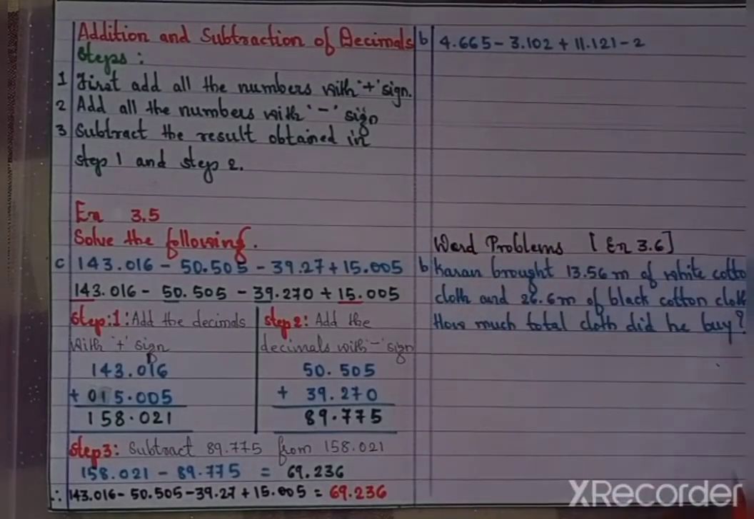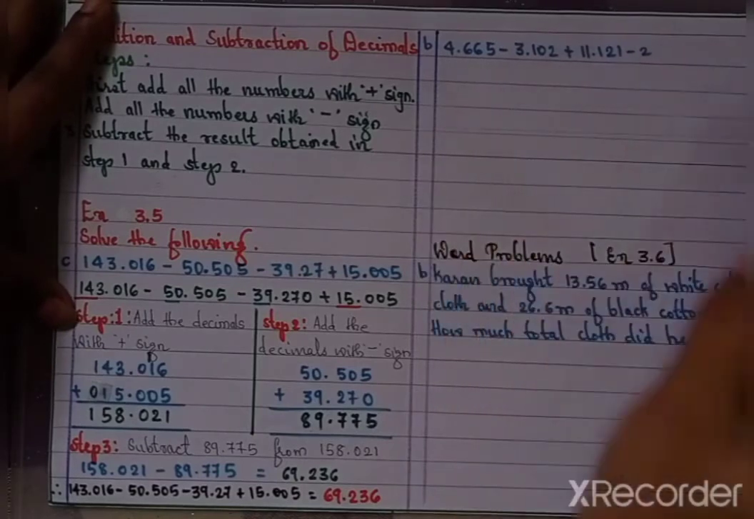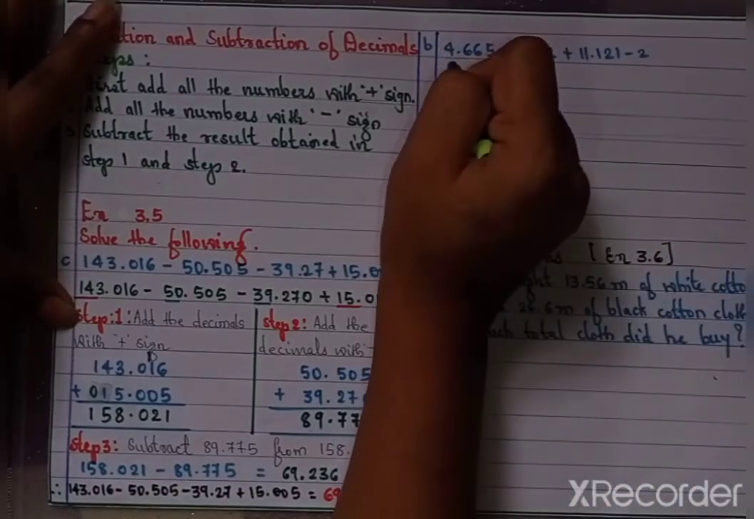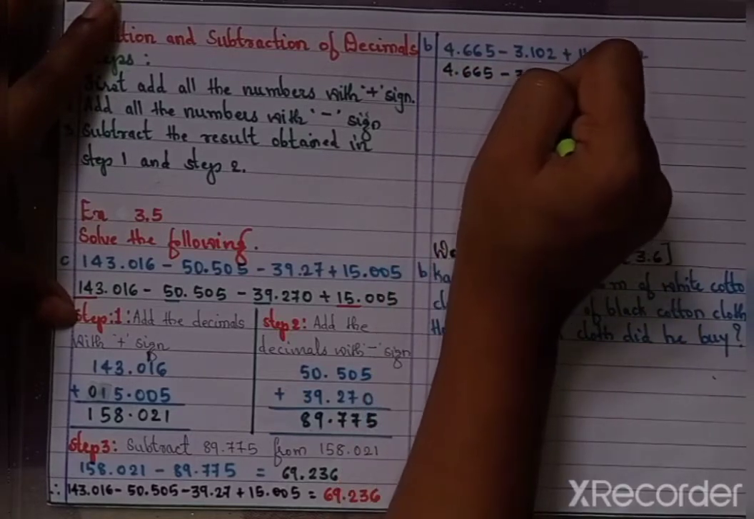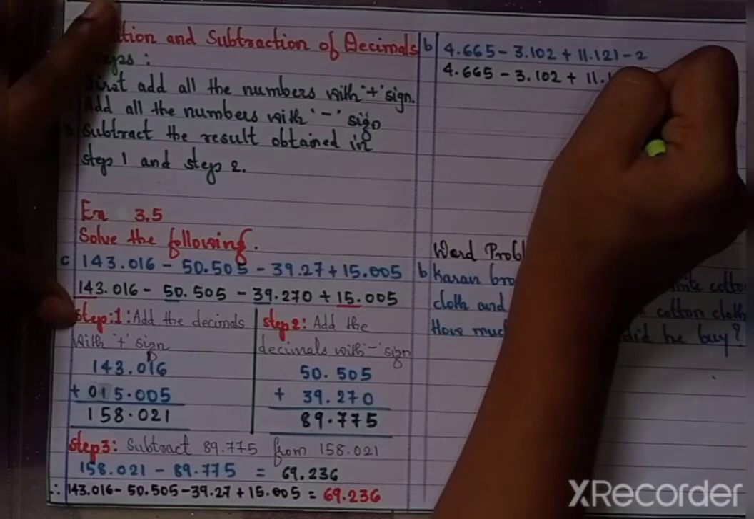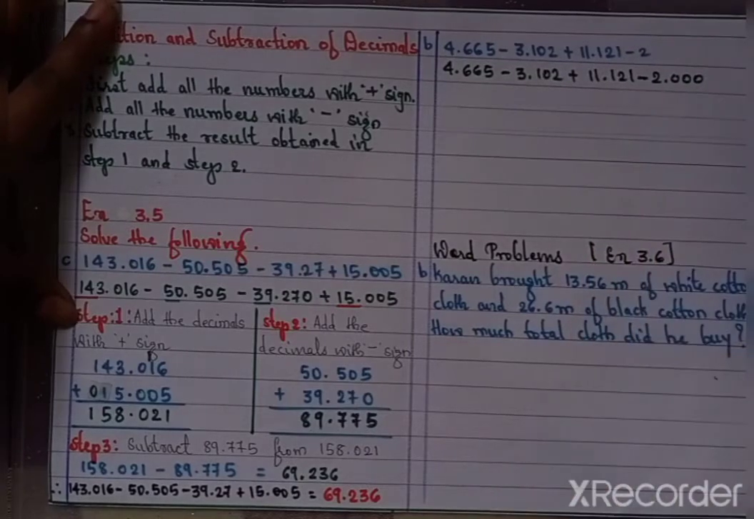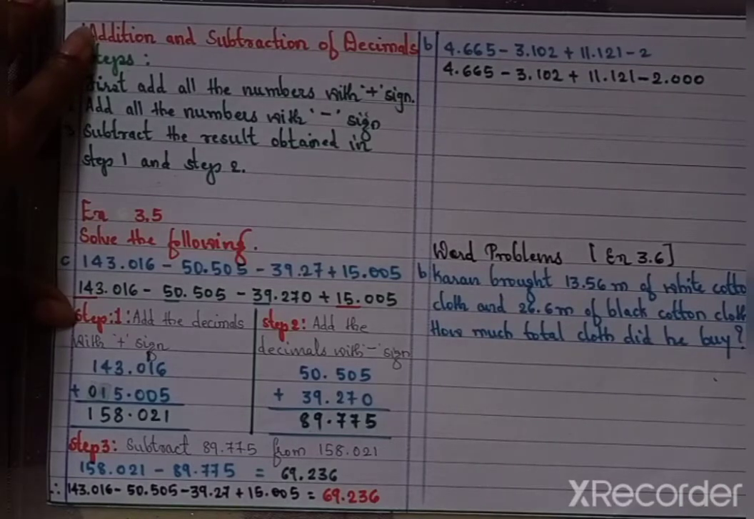Similarly, we shall solve this example. We have to follow the same procedure. First, we shall arrange the decimals. If we see the decimals, the last number is having only whole part, it is not having decimal part. So let's write the given problem again. 4.665 minus 3.102 plus 11.121 minus 2.000. Okay, so here all decimals are like now.